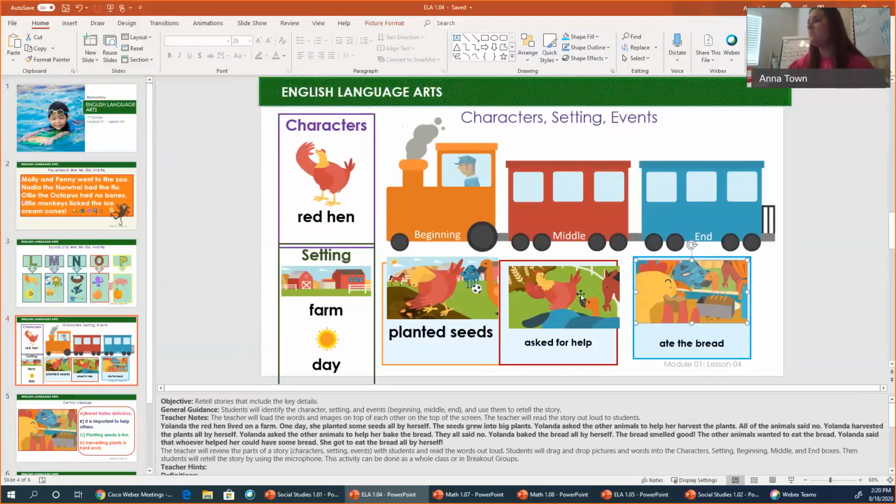The order of events is what happens in the beginning, the middle, and the end. And we know this happened in the beginning because you have to plant seeds in order to get wheat, in order to make bread. The characters answer who.